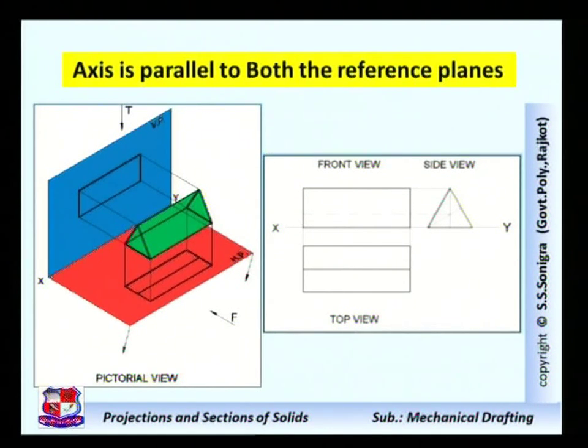We start from this side view, which would be a triangle, and by taking projection from this side view, the length of the solid would appear in the front view and top view, and we can represent three views of this solid like this. So if in any problem it is given that the axis is parallel to both the reference planes, we have to start from its side view. The solid may be a cylinder or cone or any regular prism, say hexagonal prism or pentagonal prism.